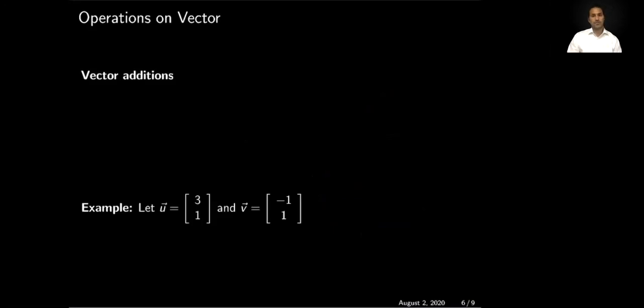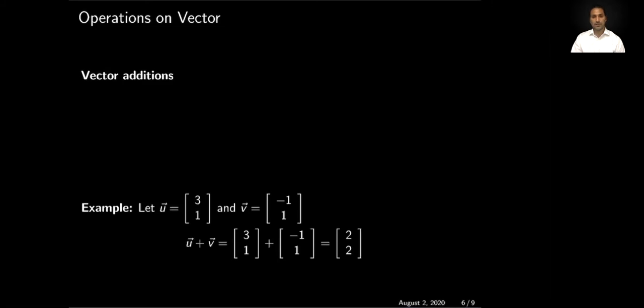For example, if your vectors are written in a Cartesian system, so you have a vector u 3 comma 1 and you have a vector v minus 1 comma 1, the addition of these vectors is simply adding the components of these two vectors. So here 3 plus negative 1 is 2, and 1 plus 1 is 2. And you can see that if you plot these vectors in a Cartesian system, they will satisfy the parallelogram law as well as the triangle law.